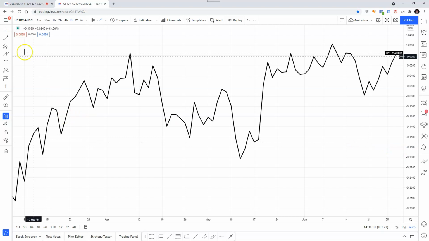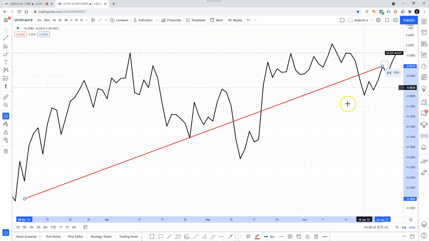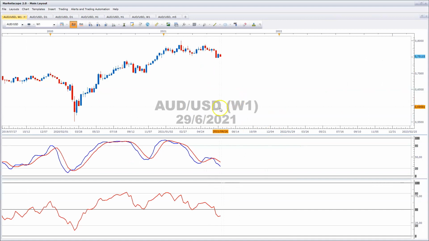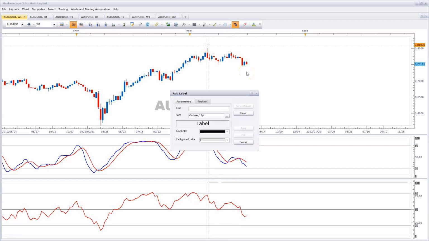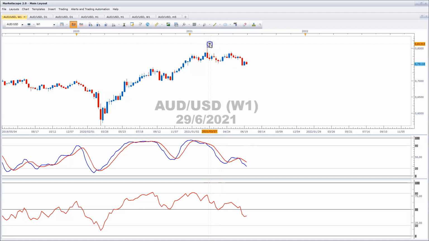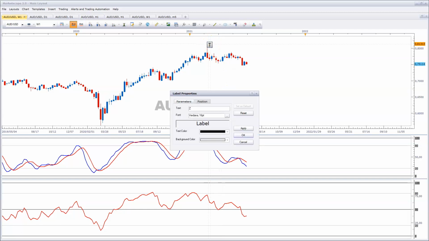Okay, so this is the yield spread between the US 10-year and the Aussie 10-year, and you can see it favors the US 10-year. Taking a look now at the Aussie US dollar weekly chart, let's put in our labels here, and we'll use this as the reference trough. Let's make this the reference peak.